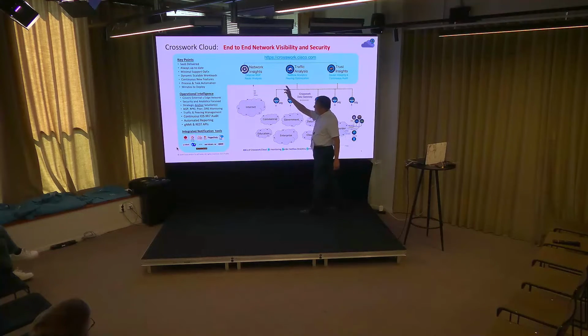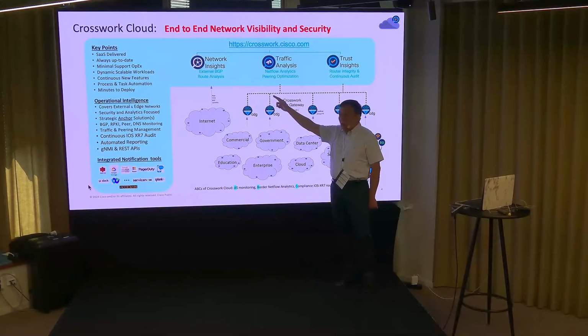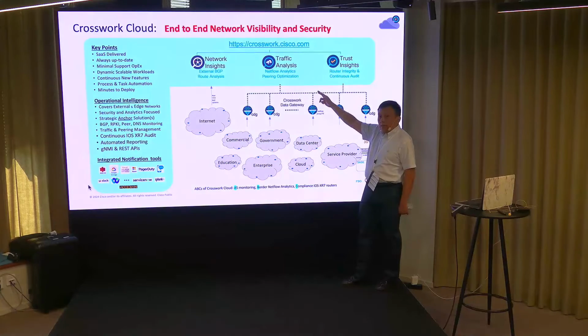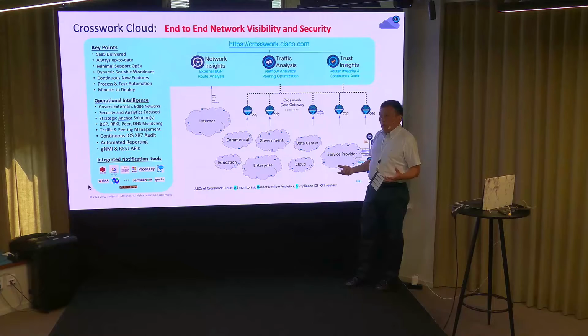And then we have three solutions that can be used independently. Is the Network Insights, which is about external route analysis. And then the second solution is traffic analysis. This is NetFlow on the edge of the network, on the internet gateways. And then the third solution is Trust Insights. This is about router integrity and continuous audit and compliance checking for somebody who's deploying the iOS solutions in there.